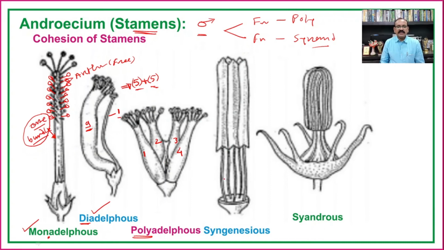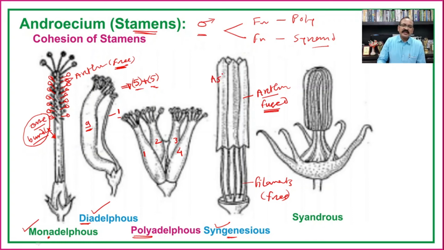The next type of fusion is one in which the anthers are fused and the filaments are free. Keep this in mind: in the earlier case the anthers were free, but here the filaments are free. Such an arrangement or fusion of the stamens is known as the syngenesious condition, and it is very common in the family Asteraceae.